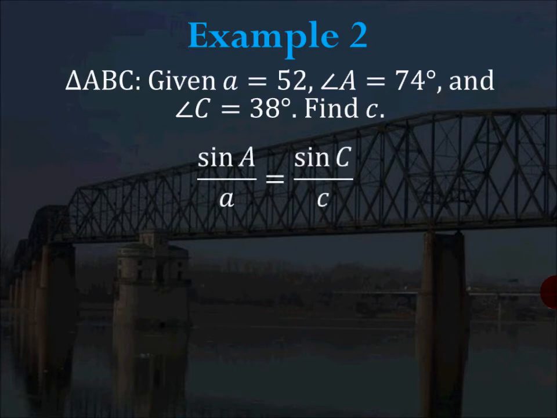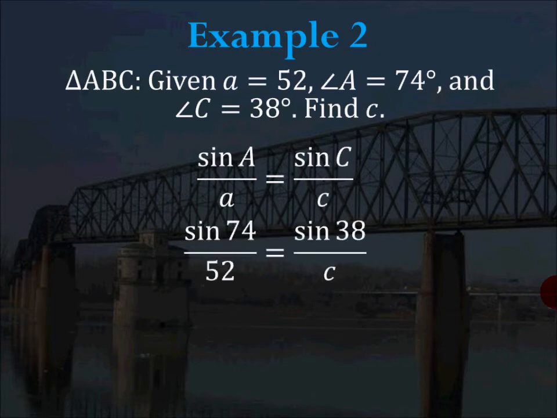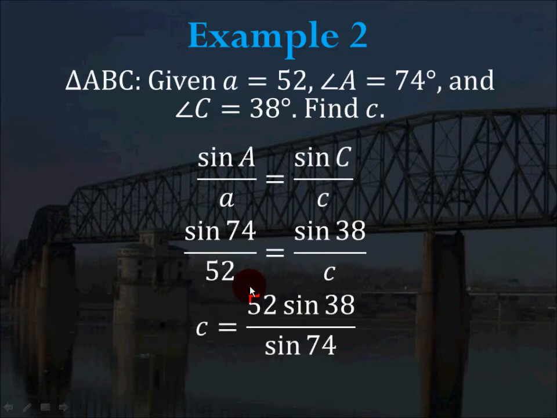Alright, in this case, you just have to use sine of angle A over a is equal to the sine of angle C over c. So plug and chug again. Sine of 74 over 52 is equal to the sine of 38 over side c. So c is equal to 52 sine 38 over sine 74, which comes out to be about 33.3. When you're looking for a side, you don't have to worry about two possible answers. You just plug in all the numbers, do some algebra, and whatever you have left is your missing side.